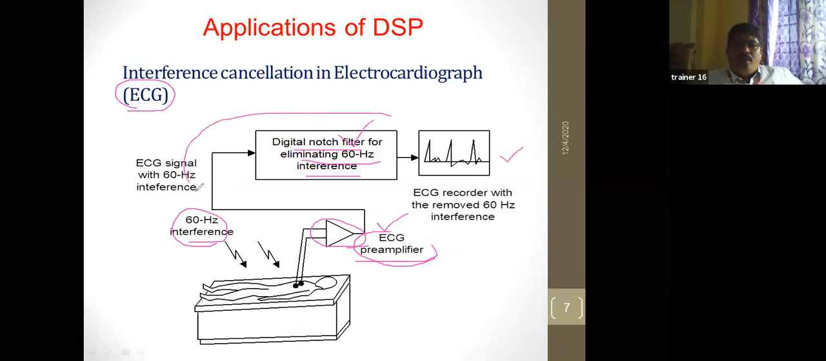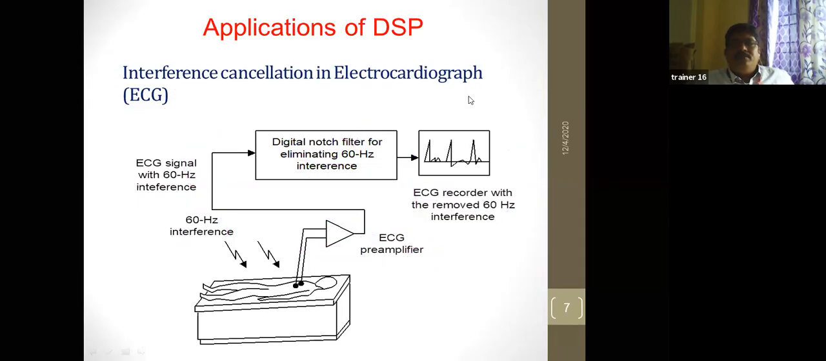This processing we can call digital signal processing. We can call it DSP. The processing is going on on the signals. Lastly, we can get the ECG. I think all of you know that ECG. So it is recorded with the 60 hertz interference removed. That means the unwanted frequencies from your signals are removed. So lastly, we can get the ECG in a good form through digital signal processing. So this is one of the best applications of DSP. ECG means electrocardiography. Now it is clear.